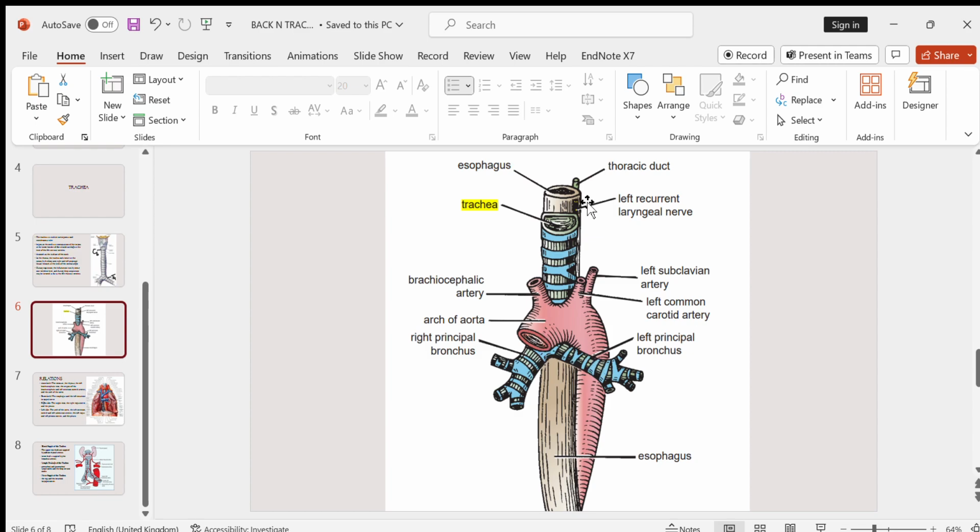The relations of trachea: on the posterior side we can see that behind the trachea is the esophagus and the left recurrent laryngeal nerve. Anteriorly, we can see the arch of aorta and brachiocephalic artery. The left common carotid artery and the left subclavian artery originating from the arch of aorta also make the anterior relations of trachea.